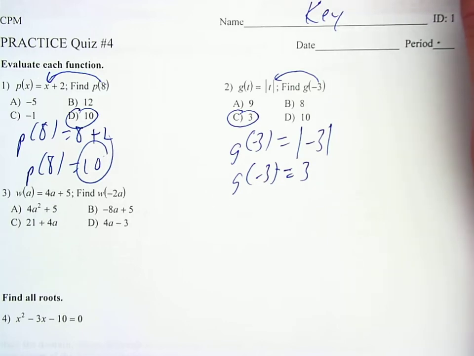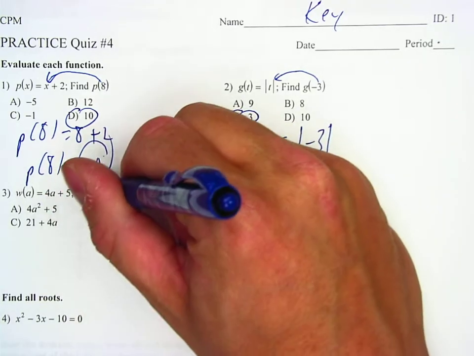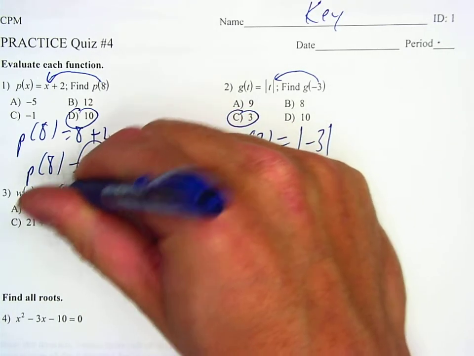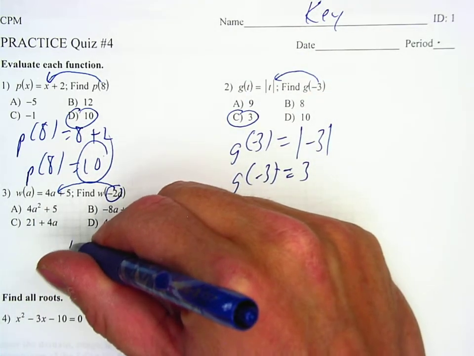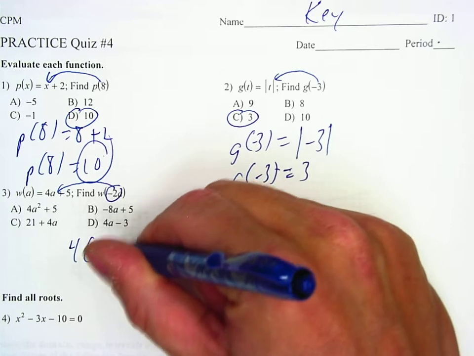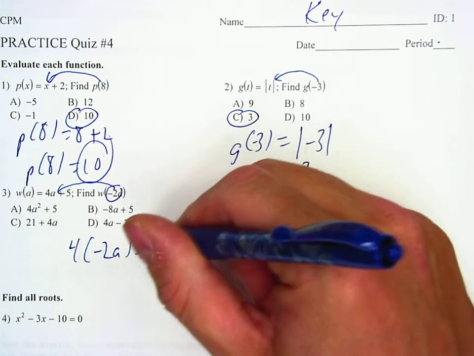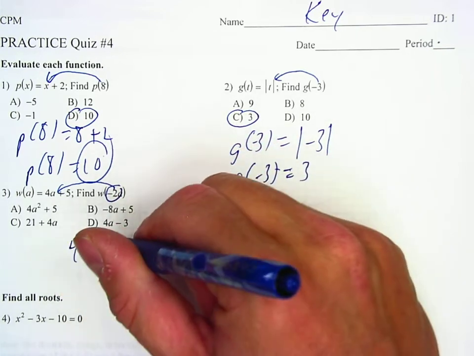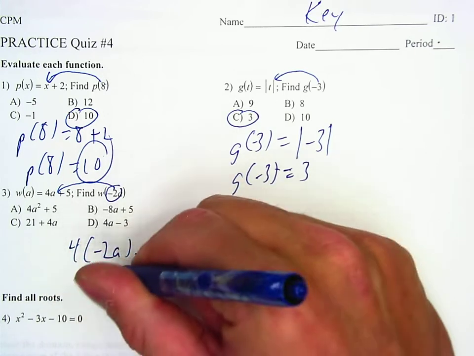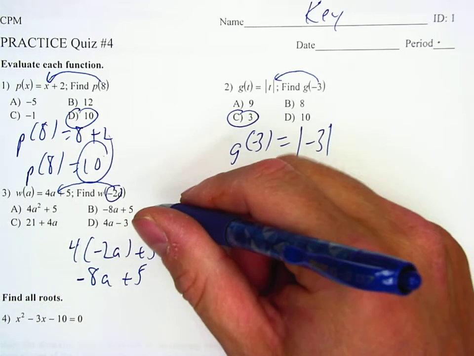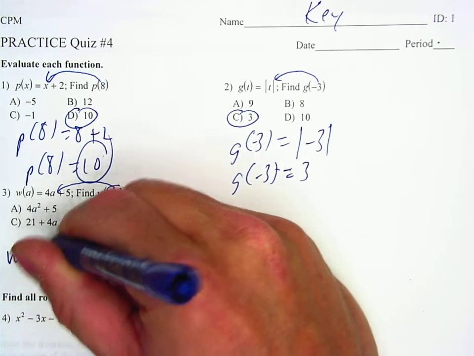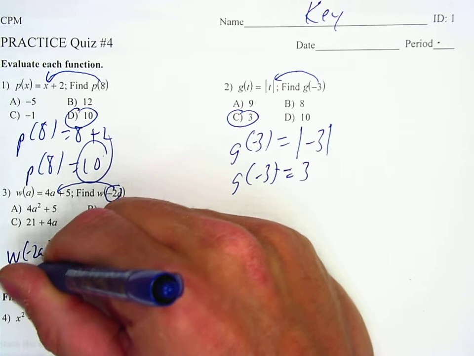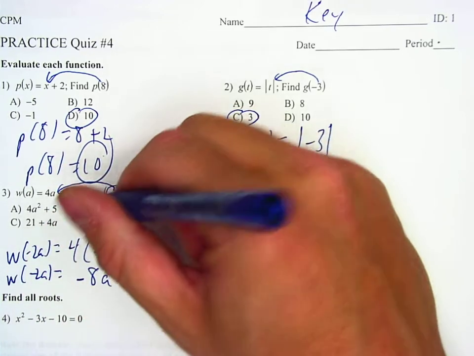All right, next one. W of a is equal to 4a plus 5. Find W of negative 2a. So negative 2a replaces a. Remember, it goes in as a quantity. So when we do this, we're doing 4 times the quantity negative 2a, plus 5. So 4 times negative 2a is negative 8a plus 5. That's what W of negative 2a is equal to, or the function's value at negative 2a. Negative 8a plus 5.